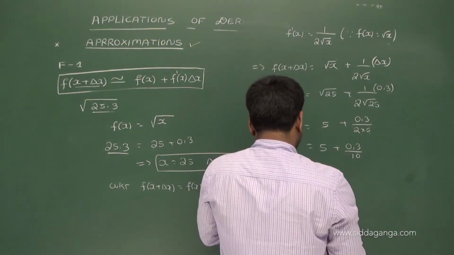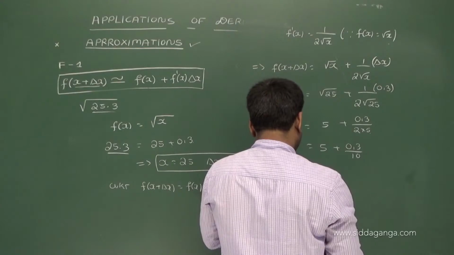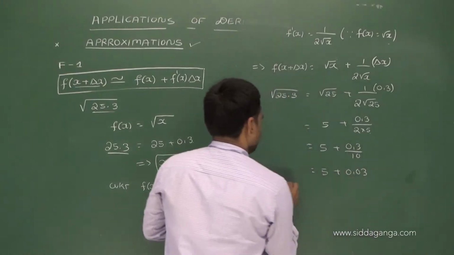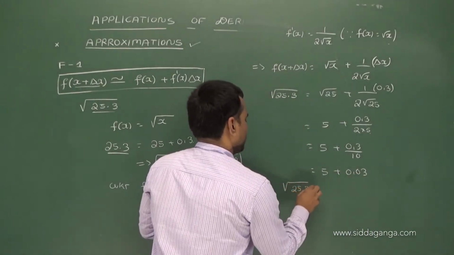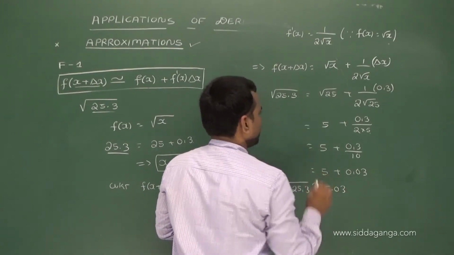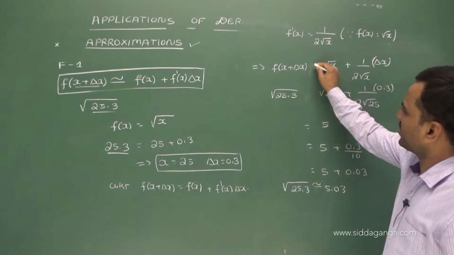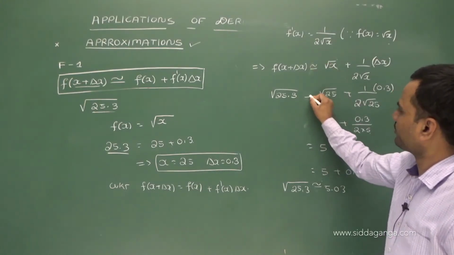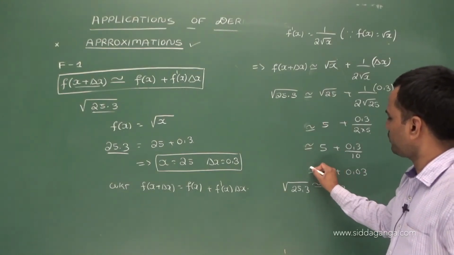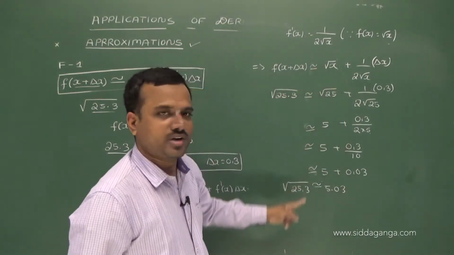0.3 divided by 10, so 5 plus 0.03. Square root of 25.3 is equal to 5.03. It is not exactly equal, it is approximately equal. So it is better you write approximately equal to 5.03 using derivative.